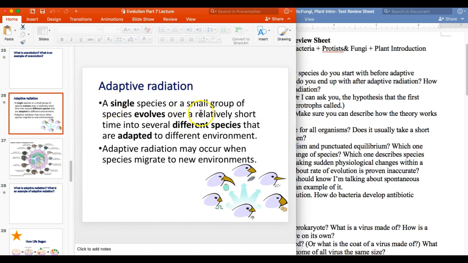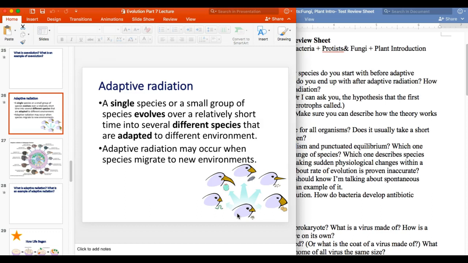Adaptive radiation is when a single species or a small group of species evolves over a relatively short time into several different species that are adapted to different environments. The example that you can remember is the finches example. At the beginning, those finches came from the mainland, and there was only 1 species of finch. If you look at this picture, we started with 1 species of finch, and those finches went to different islands with different environments. So the key here is that the different places these species went to had different environments that they had to adapt to.